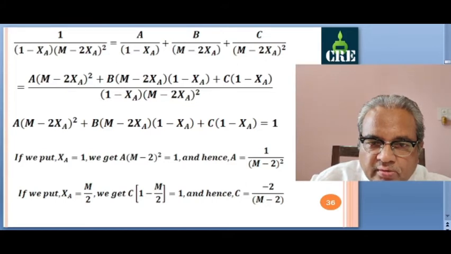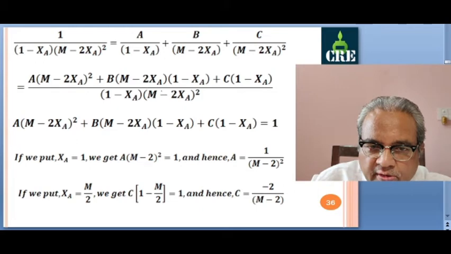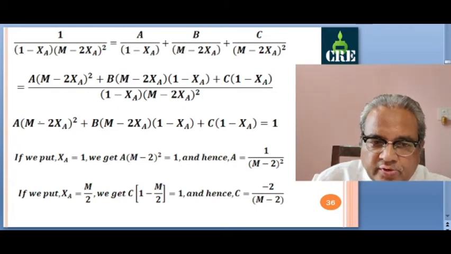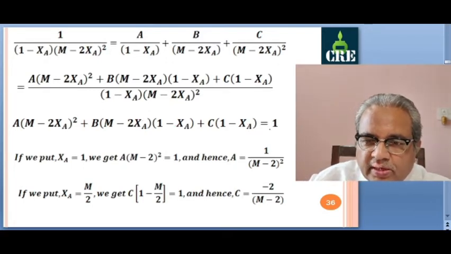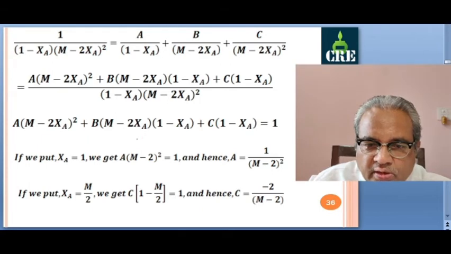Now if you compare the numerators and the denominator on this side, the denominator is the same. So you can equate the numerator. Here the numerator is 1 on this side, and the numerator here is this complete term A into (M minus 2XA) whole square plus B into (M minus 2XA) into (1 minus XA) plus C into (1 minus XA), and that is equal to 1. So we will solve it by the similar methods.